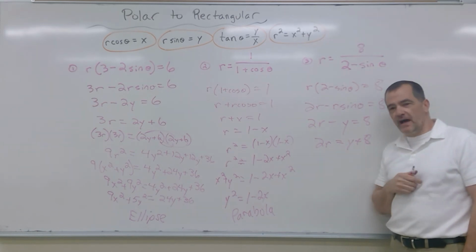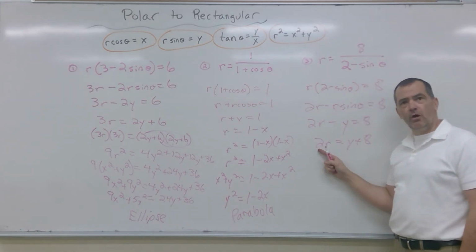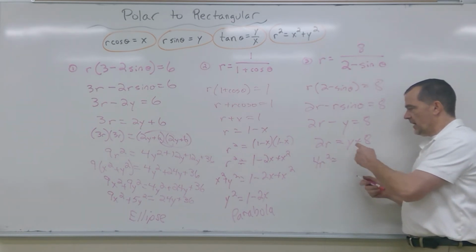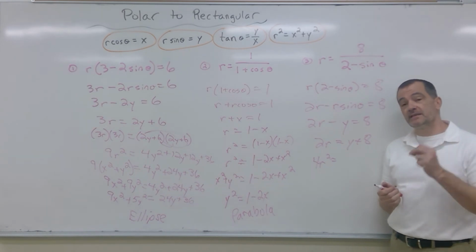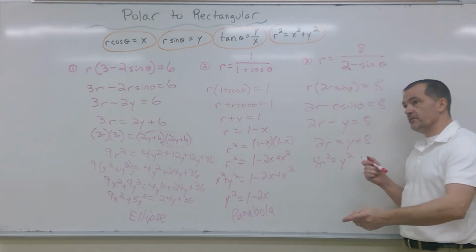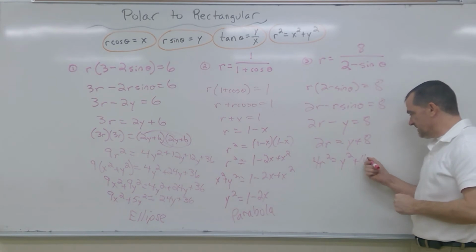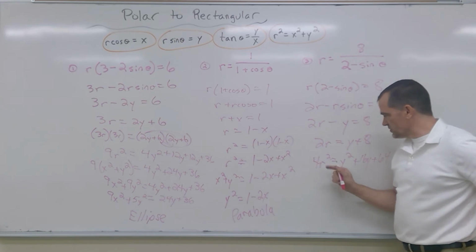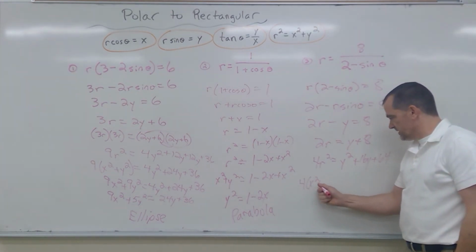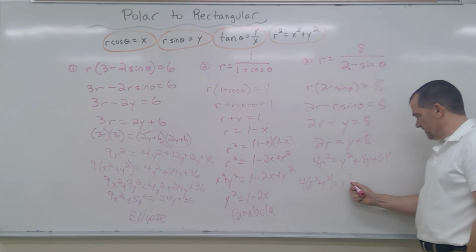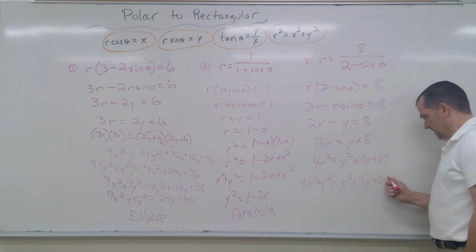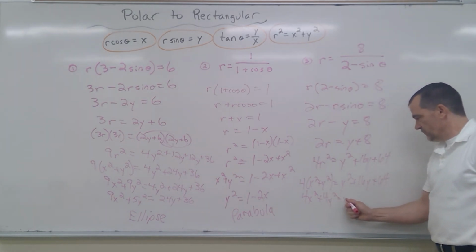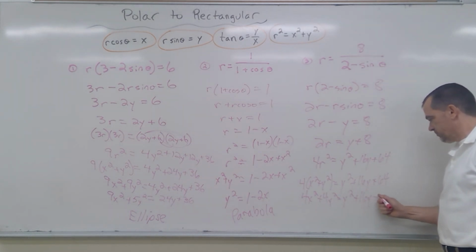Let me add y on both sides for reasons we've already discussed. And when I square both sides, let's use some of that middle math. 2r squared is 2r times 2r, which is 4r squared. Y plus 8 squared is y plus 8 times y plus 8, which is y squared, 8y plus 8y is 16y, 8 times 8 is 64. Now let's replace the r squared with the x squared plus y squared. And distribute. This is 4x squared plus 4y squared equals y squared plus 16y plus 64.